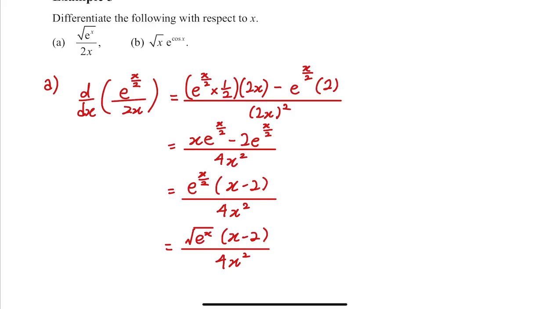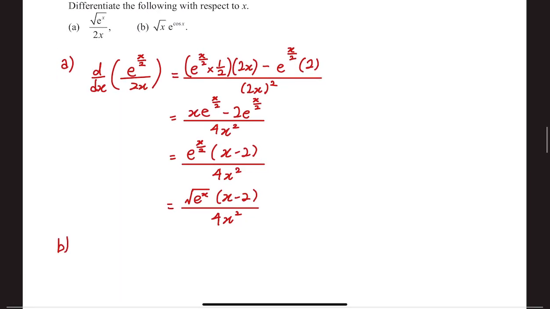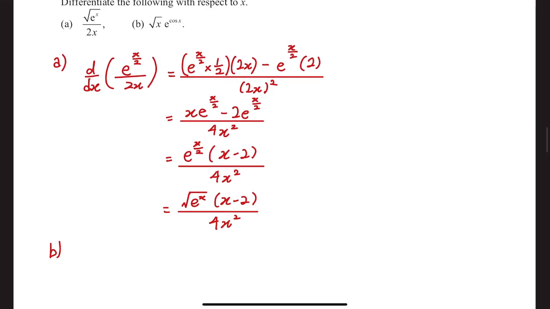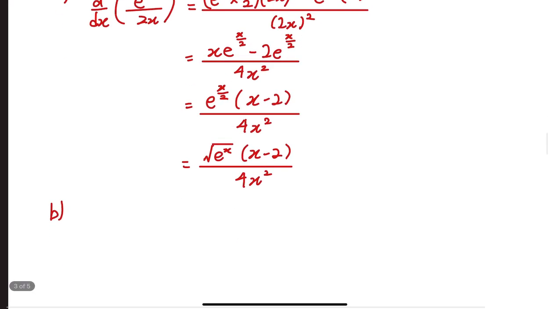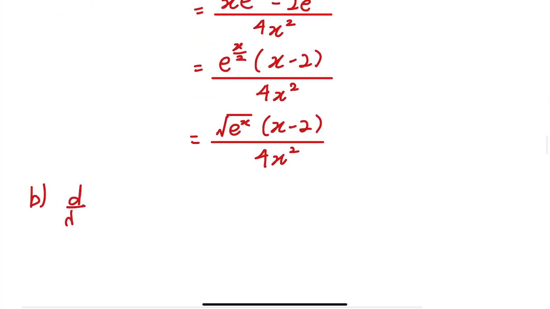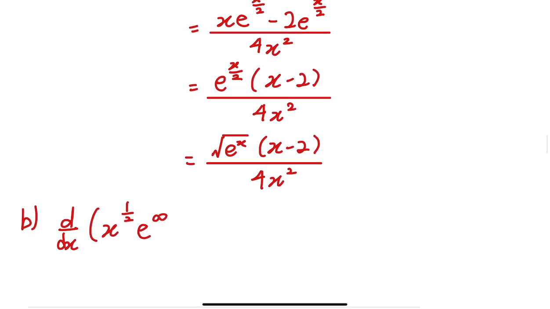So now let's look at example 3b. Example 3b, let's write out, I want to differentiate this expression over here. So instead of square root here, I have square root x times e power cosine x. So I will rewrite my square root x to become x power half. So I'm differentiating x power half times e power cosine x.